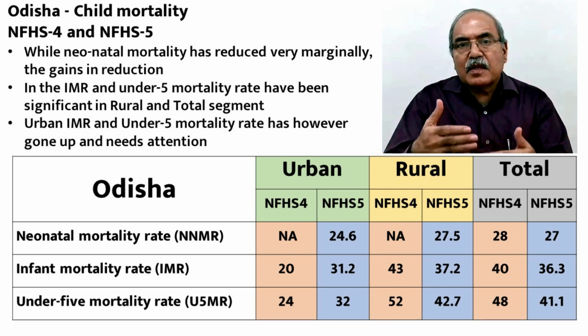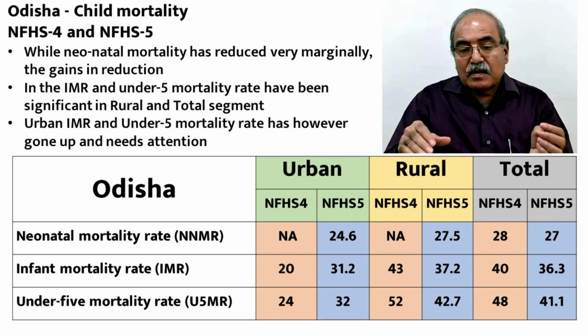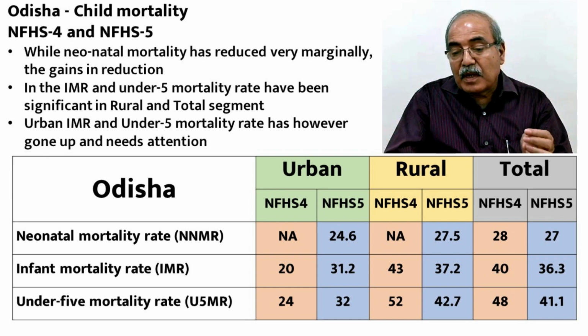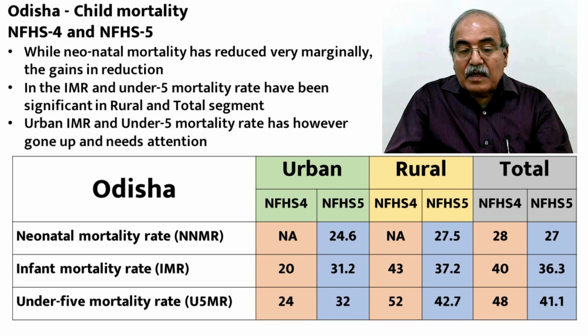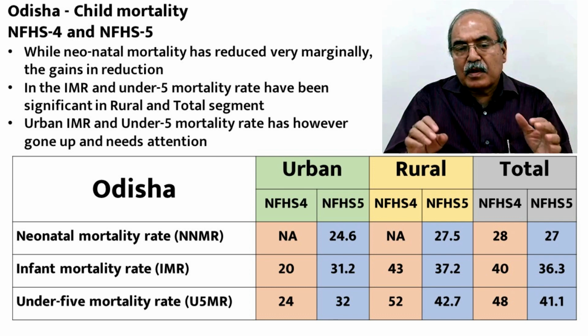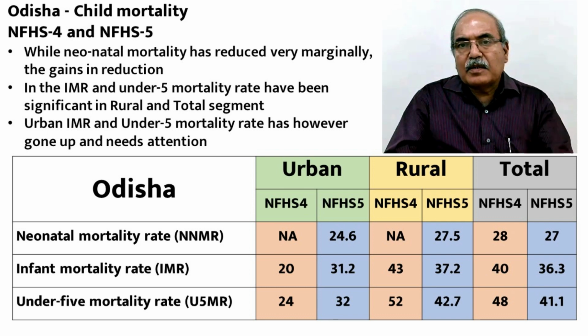But we can't say the same thing when it comes to urban IMR and under 5 mortality rate, because the under 5 mortality rate has gone up, and that would need some kind of attention. So if you look at the figures of under 5 mortality rate between NFHS 4 and NFHS 5 in the urban segment, it has posted an increase, which should be a matter of worry, because urban has better wherewithal to tackle infant and child mortality.